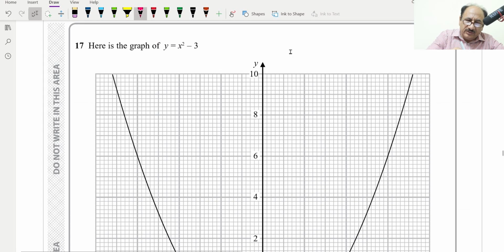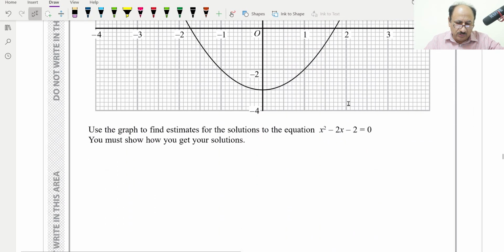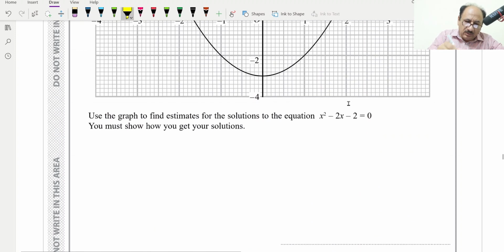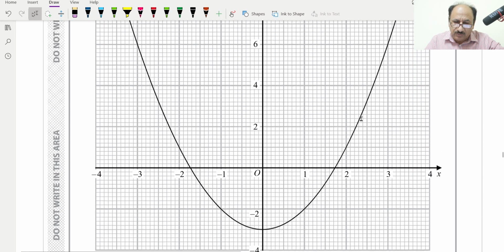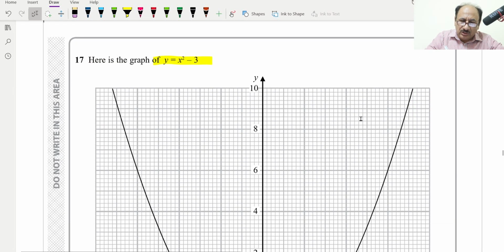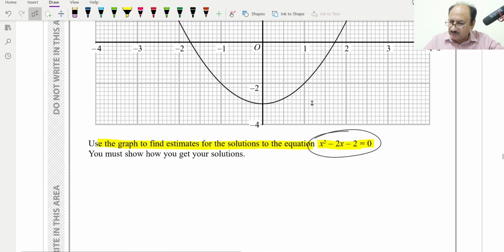Here is the graph, and the graph is for y is equal to x squared minus 3, which is a quadratic graph. The question is: use the graph to find estimates of the solutions to the equation x squared minus 2x minus 2 is equal to 0. We will compare this equation with the graph equation, y is equal to x squared minus 3, so we have to change the format.